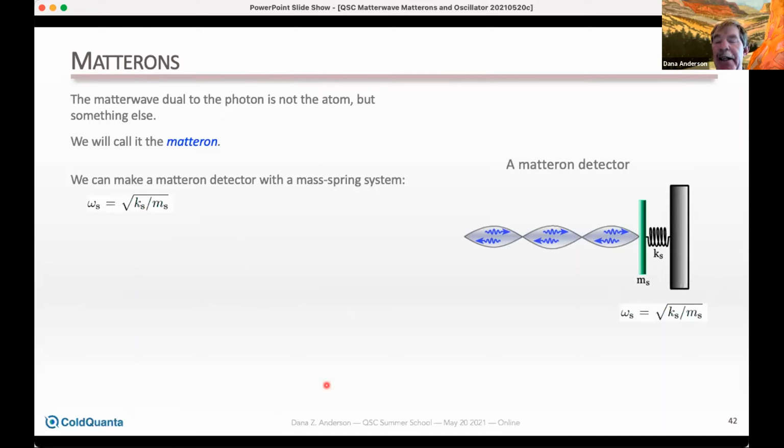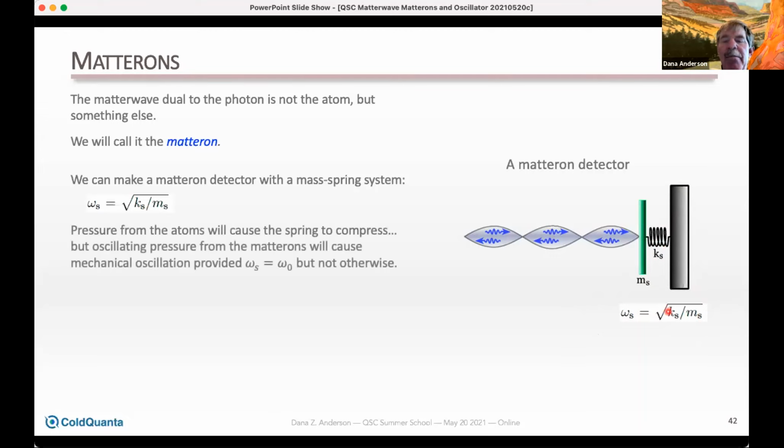But we can make a Matteron detector, which consists of a mass, a big wall, and a mass on a spring whose resonant frequency is equal to the same BEC frequency, harmonic oscillator frequency of the gate well. And if I reflect the Matteron wave, the potential wave, off of this mass spring system, I will detect the Matterons, provided I've matched this spring oscillator frequency with the BEC frequency, and I will not if they're not matched. So I can make a Matteron detector.